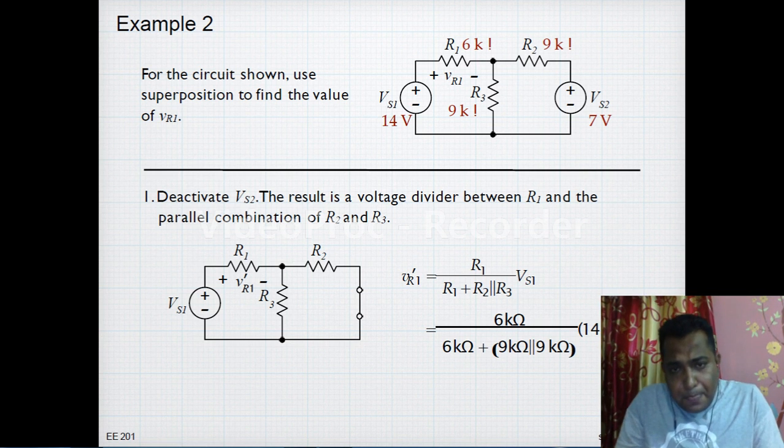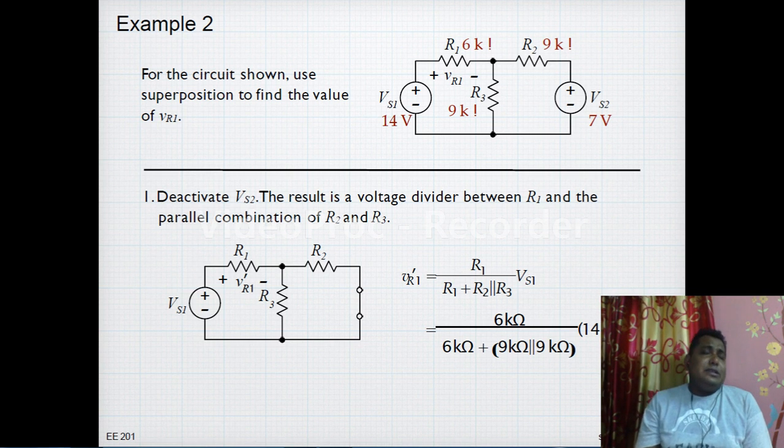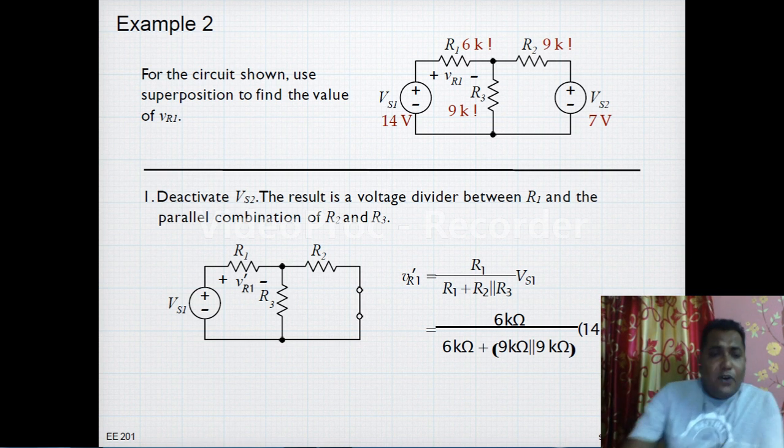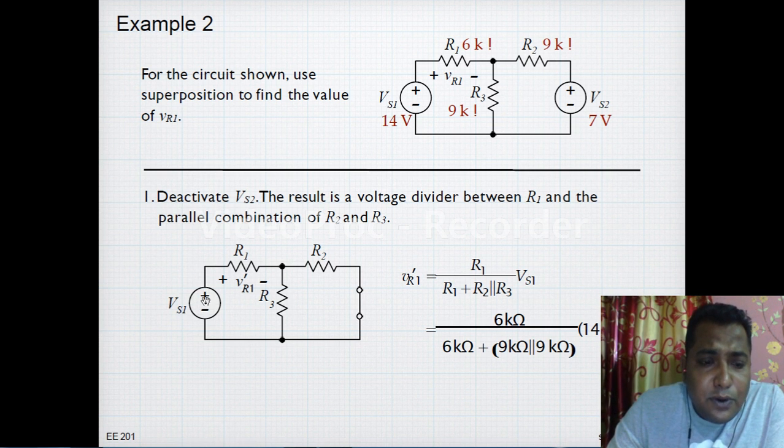So here, as in the first step, we have to consider one source, so we are considering only Vs1. Follow my pointer over here. Only Vs1 is present, and this Vs2 is removed, and that terminal is shorted. Now from this positive terminal, current will come out and come to this node, and it will divide in both directions as per the resistance value.